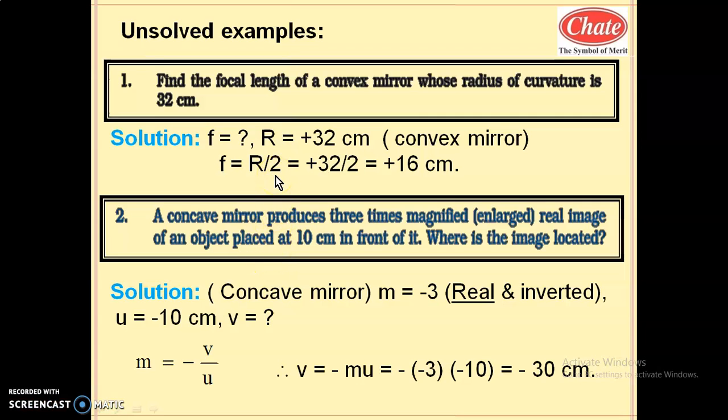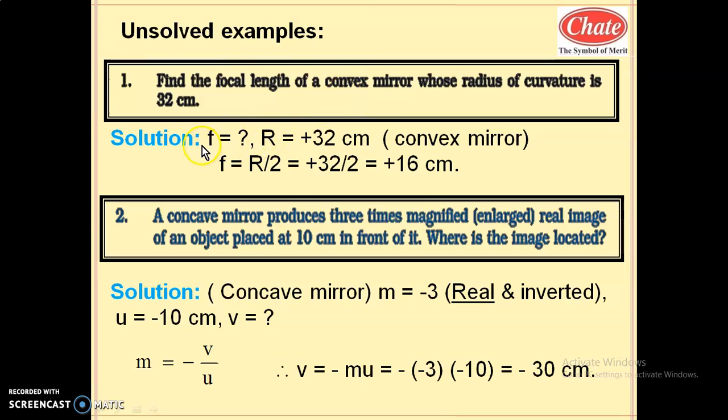Let us start the next part of light reflection and refraction. As we discussed in the earlier part, here is a question: find the focal length of a convex mirror whose radius of curvature is 32 centimeter. By the sign convention, the radius of curvature and the focal length for a convex mirror are positive. So the radius of curvature is taken as plus 32 centimeter as given. We have to find the focal length.